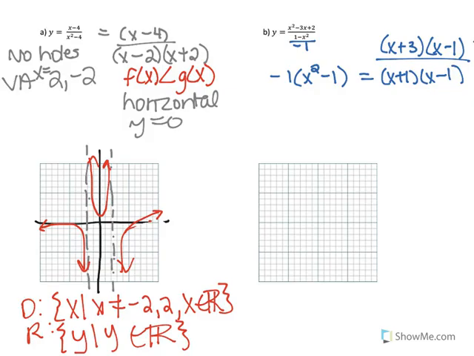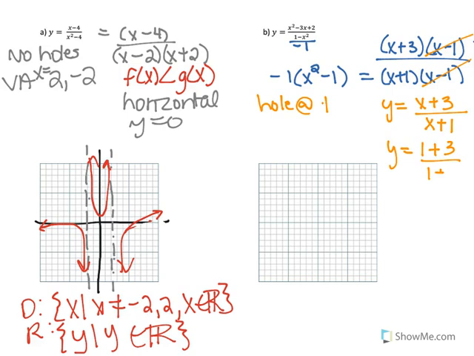Okay, this one has a hole. So we haven't had a hole in a while. So the hole is at 1. We need to find the coordinate of the hole, so we're going to use the equation that has been simplified, and we're going to plug in a 1. So we have y equals 1 plus 3 over 1 plus 1, which is 4 over 2, which is 0.5. So the coordinate of our hole is 1 and 0.5.